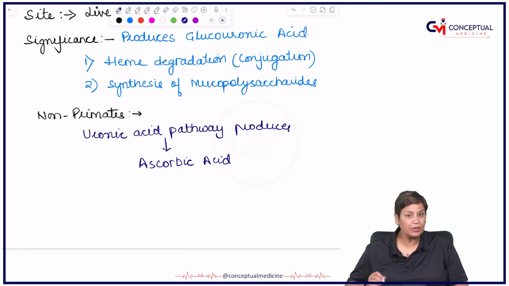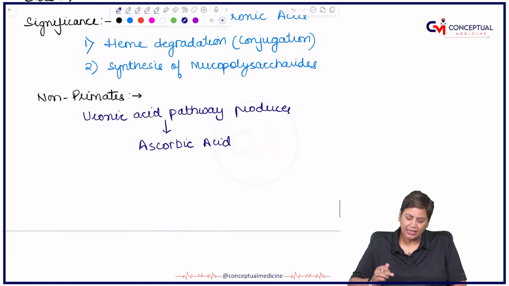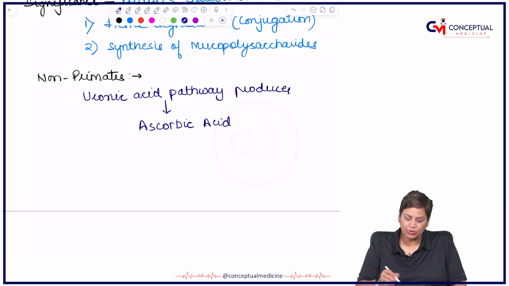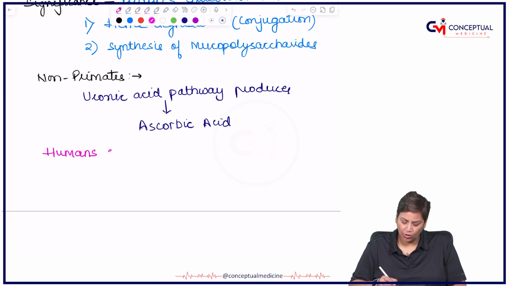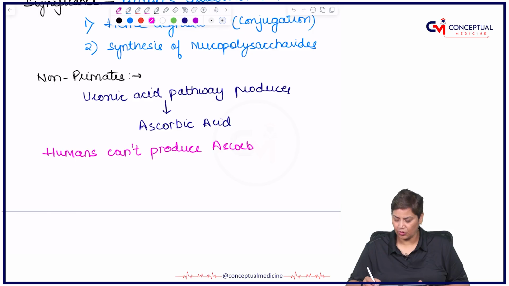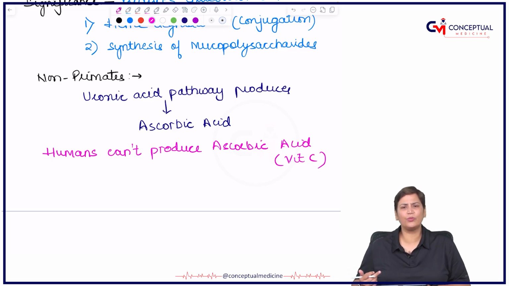But yes, in human beings ascorbic acid cannot be produced because the uronic acid pathway is operative only till the formation of glucuronic acid. I'll show you the pathway also after this. So I can say that we human beings cannot produce ascorbic acid. That is why it is also known as vitamin C, because vitamin C is a very important vitamin as an antioxidant, and so many other uses are there.